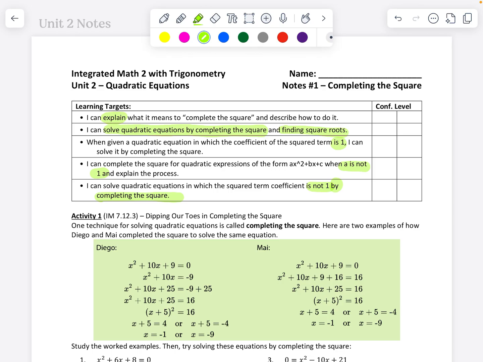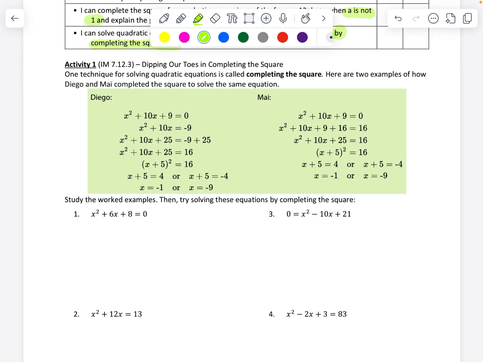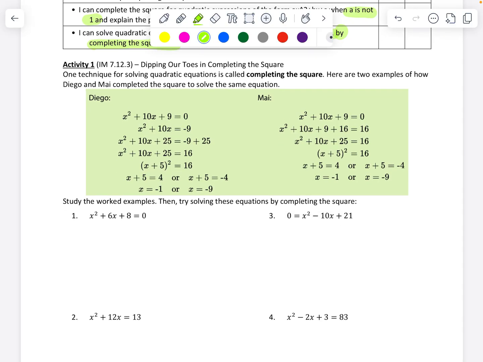And if you're not sure what completing the square is, that is exactly what Diego and, can't remember what we decided to name her, but I'm going to go with Mai. Diego and Mai have two different ways to solve the same problem. So pause this video now and take a look at it and try to analyze what is happening.